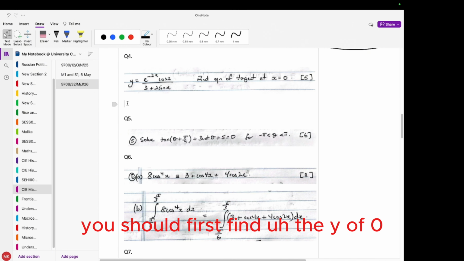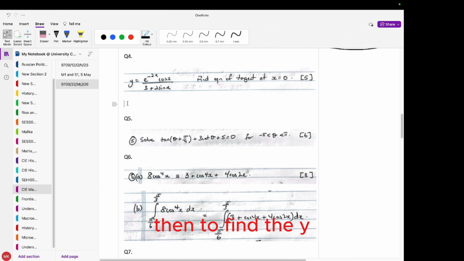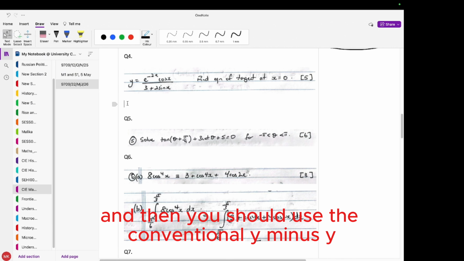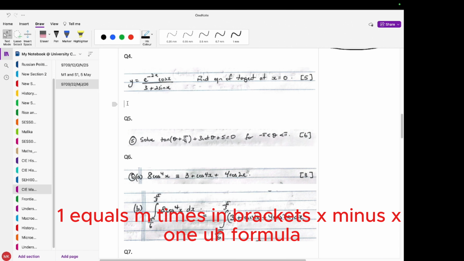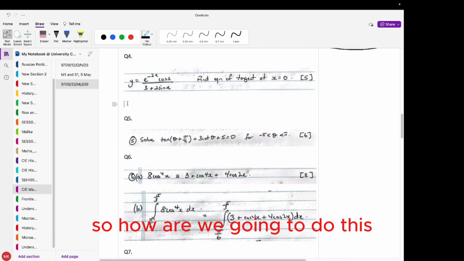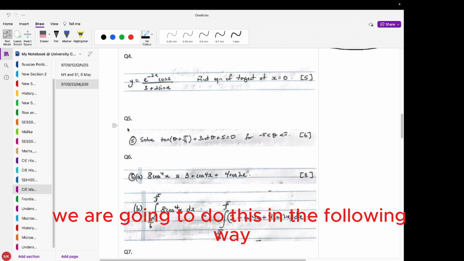You should first find the y of 0, then find the y first derivative or y apostrophe of 0, and then you should use the conventional y minus y1 equals m times in brackets x minus x1 formula. So how are we going to do this? We are going to do this in the following way.